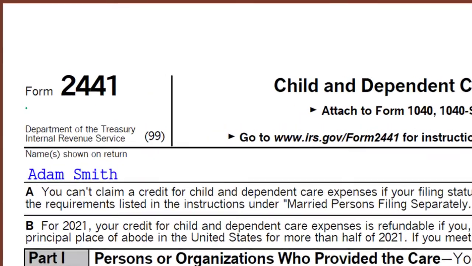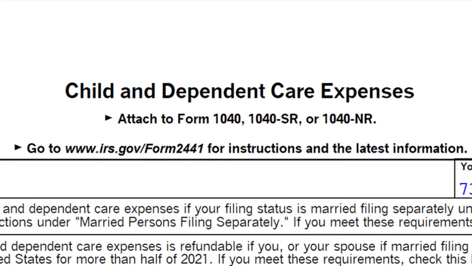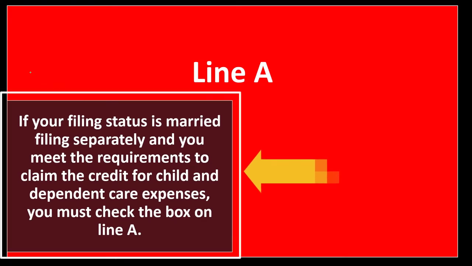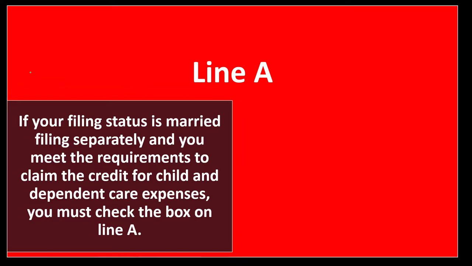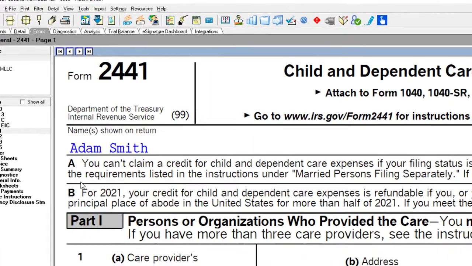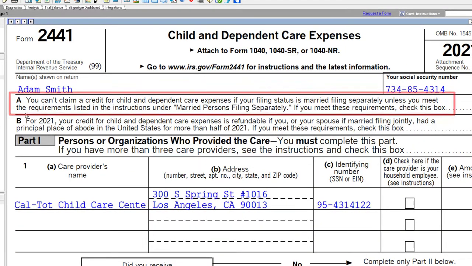This is the Form 2441, the Child and Dependent Care Expenses. So we're looking at line A. If your filing status is married filing separately, and you meet the requirements to claim the credit for child and dependent care expenses, you must check the box on line A. So jumping over to the form here, we're on the 2441, line A. You can't claim a credit for the child and dependent care expenses if your filing status is married filing separately unless you meet the requirements listed in the instructions under married persons filing separately. If you meet these requirements, check the box here.